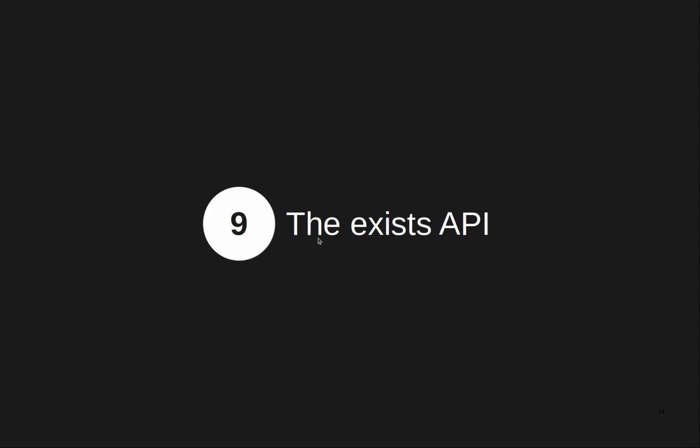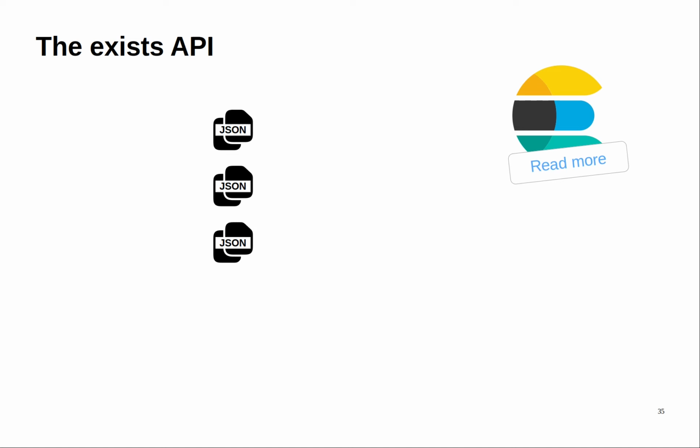In this video, I will talk about the exists API. This API is very useful. You can use it to check if an index exists in Elasticsearch or if a document exists inside an index. So let's show how this works with an example.